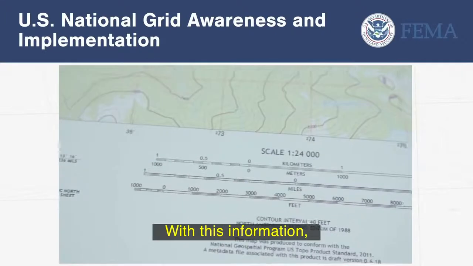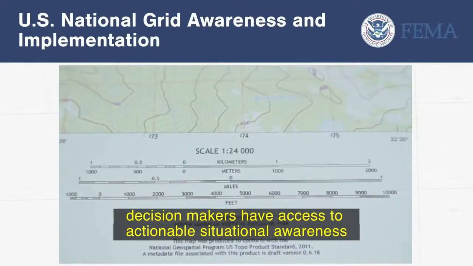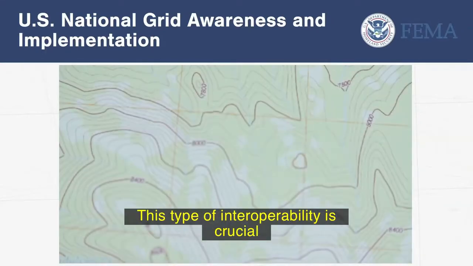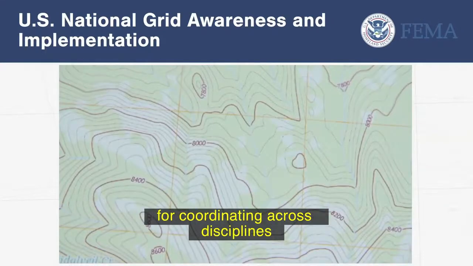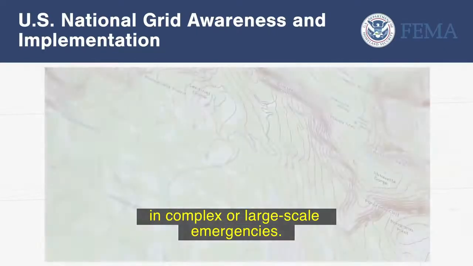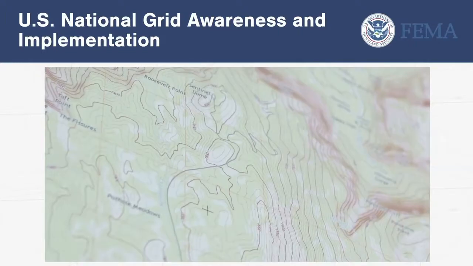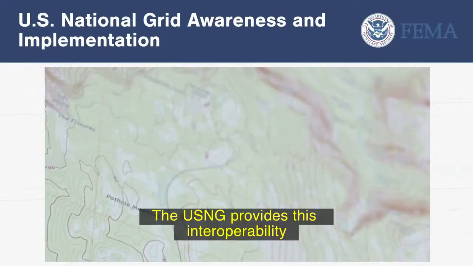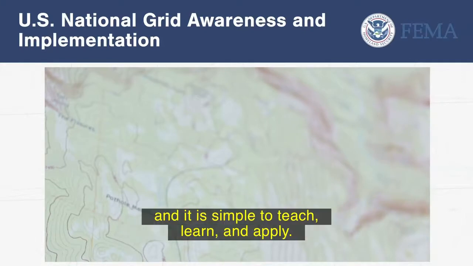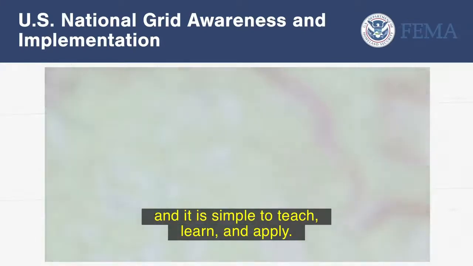With this information, decision makers have access to actionable situational awareness during planning, response, and recovery efforts. This type of interoperability is crucial for coordinating across disciplines and with mutual aid partners in complex or large-scale emergencies. The USNG provides this interoperability even in austere environments, and it is simple to teach, learn, and apply.